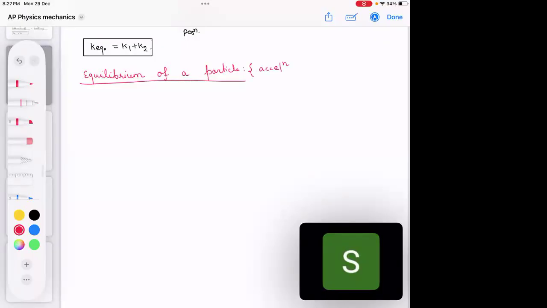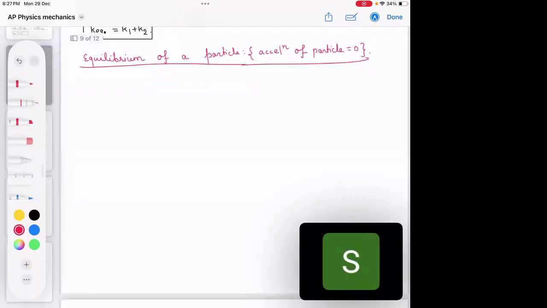When acceleration of a particle is zero, okay? When net acceleration of a particle is zero, we call the particle what? It is in equilibrium. So what will be the requirement for a particle to be in equilibrium? The moment we know the equilibrium of a particle, that means acceleration is zero.